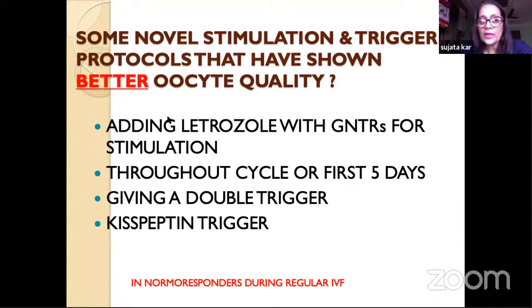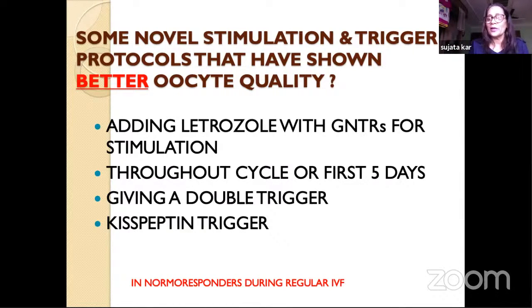So a couple of things. Number one is adding letrozole with gonadotrophins for stimulation, either throughout the cycle or the first 5 days, giving a double trigger and a kisspeptin trigger. So this is not for poor responders, neither is this for hyper responders. We are not talking about that category of patients. We are talking about normal responders during normal regular IVF cycles.